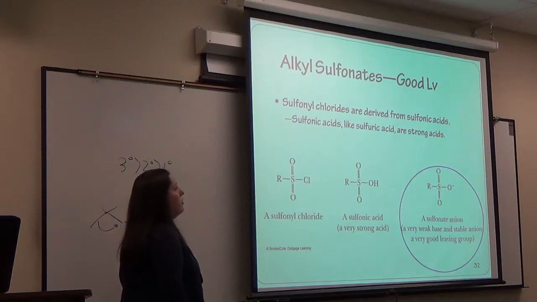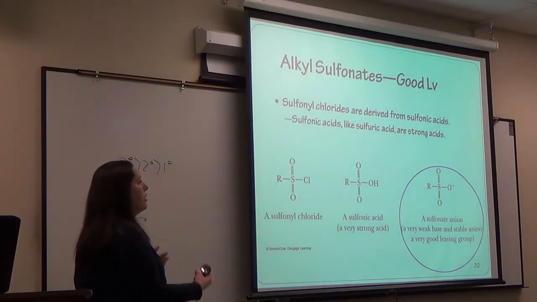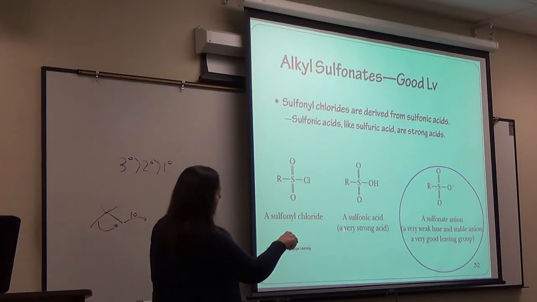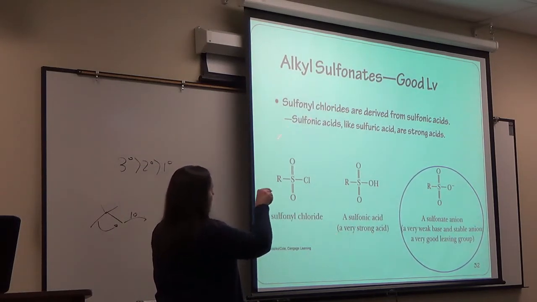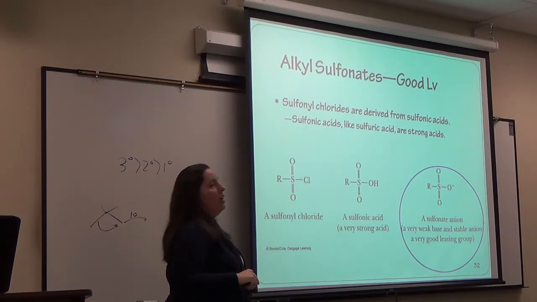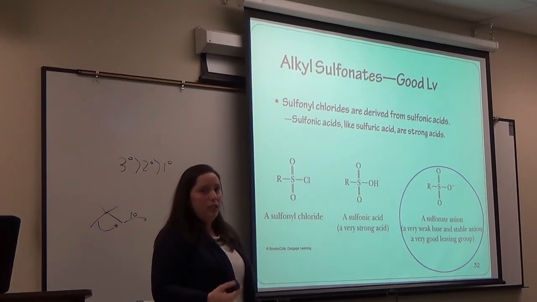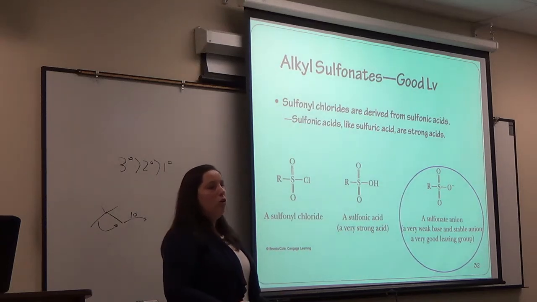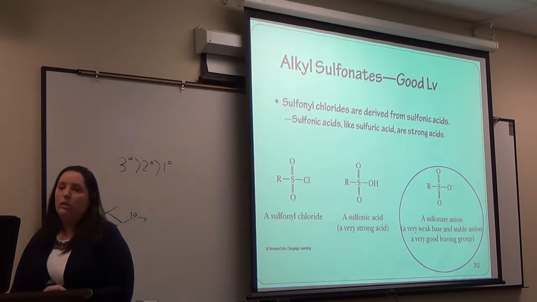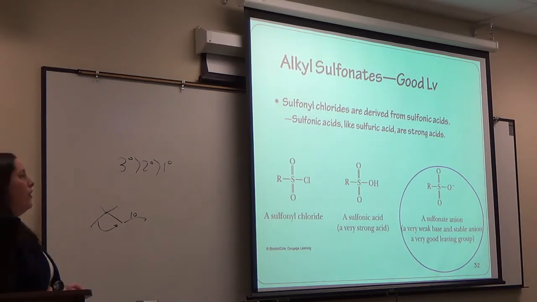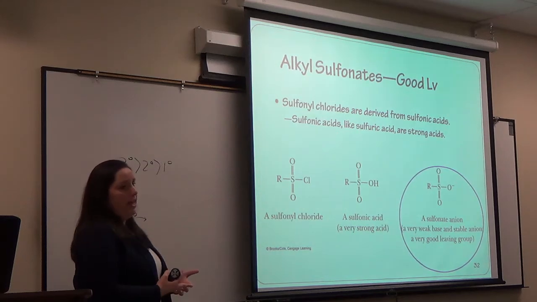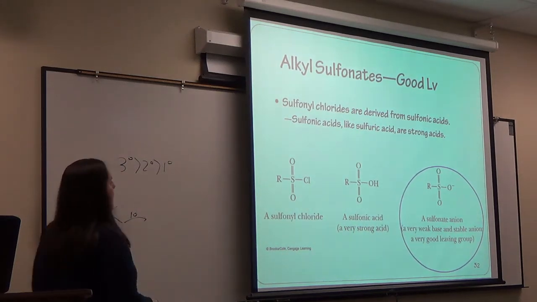So these sulfonyl chlorides are derivatives of sulfonic acids. This is the sulfonic acid here, so the chloride. And then you also can have the sulfonate ion as a good option. Again, transforming the alcohol to a sulfonate forms a good leaving group as well. So there's a number of reactions where that can happen. And sulfonic acid is also a strong acid, like sulfuric acid. So it's from the same family there.